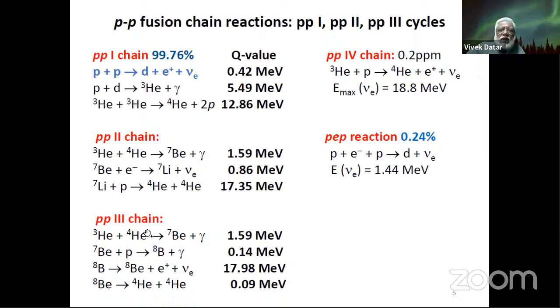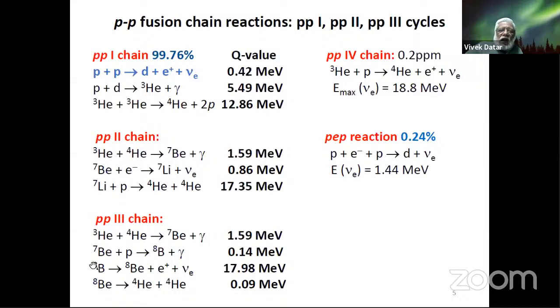The pp3 chain. In this figure, I have not put the branchings or ratios and so on. There is another figure following that. I thought this would get cluttered up too much, so I only put in a few numbers here. The pp3 chain, you have helium-3, helium-4 going to beryllium-7, but then followed by beryllium-7 plus proton going to boron-8. So this is the so-called 1,7 reaction, producing a photon, and then the boron-8 can decay to beryllium-8 and a positron and a neutrino.